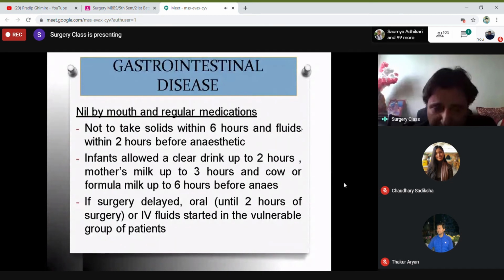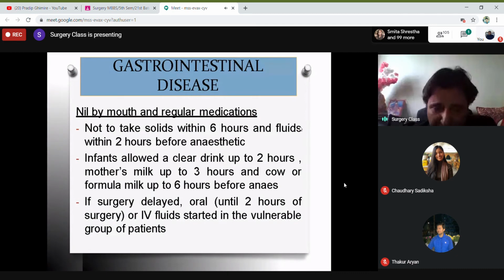So gastrointestinal disease, there are various gastrointestinal diseases, but just note this. I mentioned that there is to be no solid within 6 hours and no fluid within 2 hours before you give anesthesia. Previously we used to ask the patient to fast overnight. By 8 or 9 o'clock the patient would take food, so they would fast for almost 12 hours, and the next day at 9 o'clock we would take up the surgery. But nowadays the concept has changed a little bit. If they have taken solids, they have to fast for 6 hours minimum, and if they have taken clear fluids, they can be taken for surgery 2 hours before giving anesthesia.